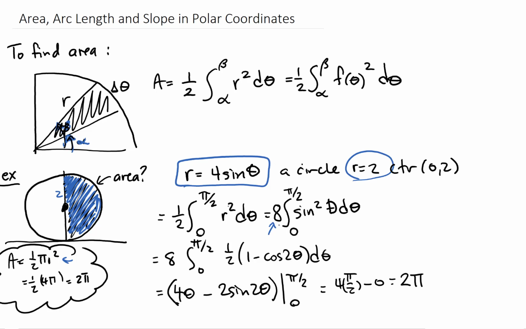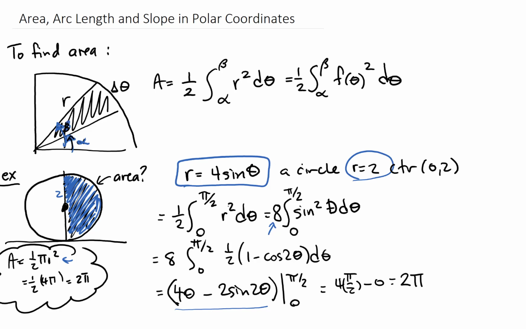I don't have an integration for sine squared, so I do a double angle substitution, and I get 1 minus cos of the double angle is equal to sine squared. I can then integrate from alpha to beta, of 0 to pi over 2, substituting those in, and I can confirm that I get 2 pi for this.